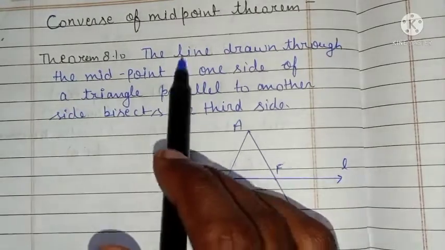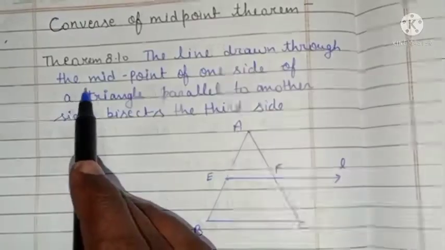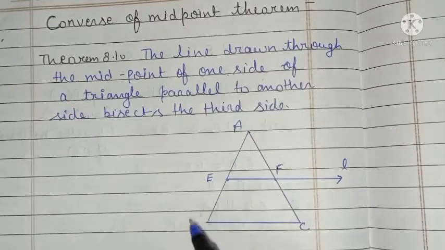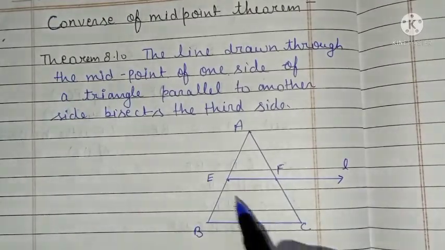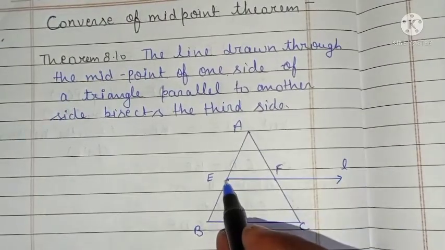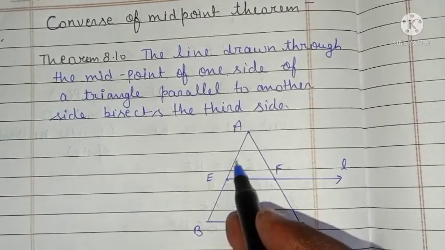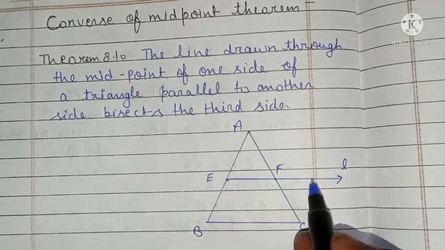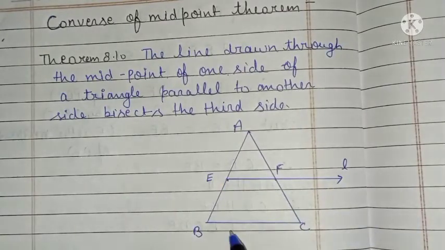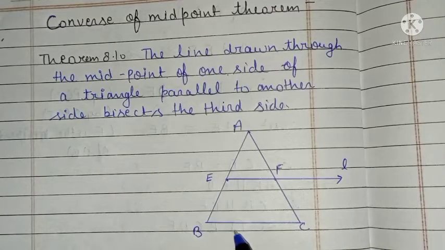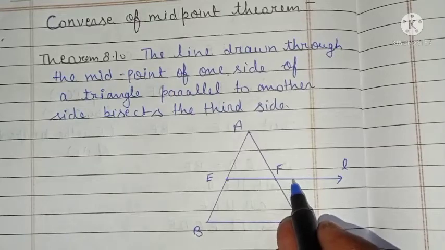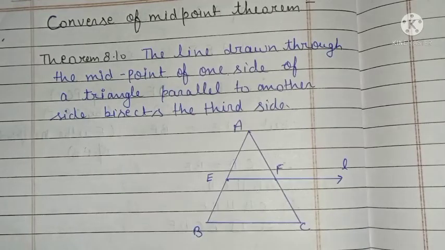Again, look: the line drawn through the midpoint of one side of triangle ABC. E is the midpoint of AB, and from E a line L is drawn which is parallel to BC. We have to prove that this line L bisects AC at F.